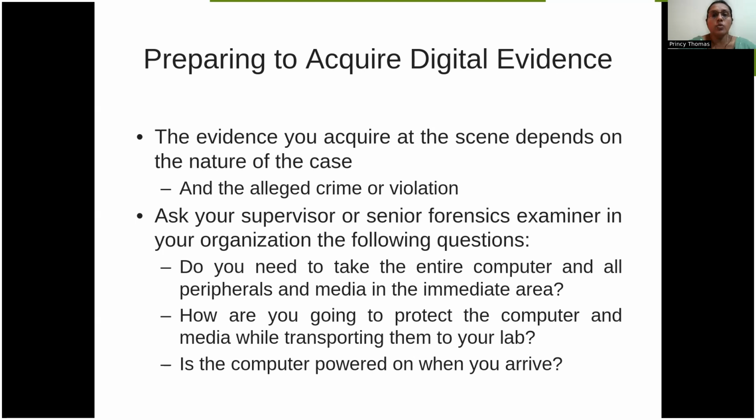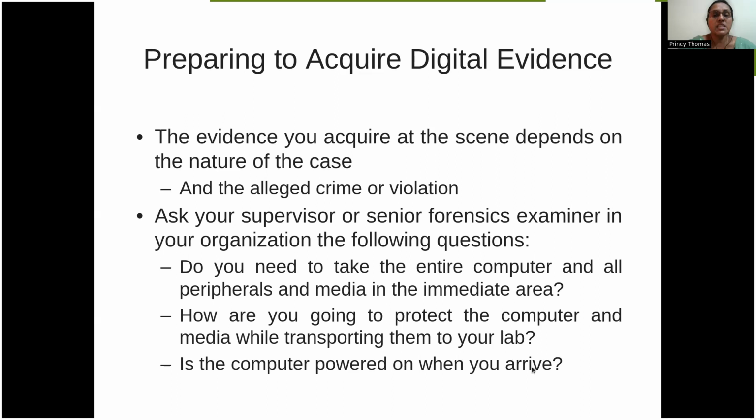The evidence that we acquire at the scene depends on the nature of the case. Depending on what kind of crime has occurred, that will determine what kind of evidence and what steps we should take. So we need to ask senior forensics examiners or investigators for details, like whether we need to take the entire computer or only the computer with all peripherals and media in the immediate area, whether the computer needs to be protected, the media for transportation to the lab, and if the computer is powered on when the investigator arrived. Those kind of questions.